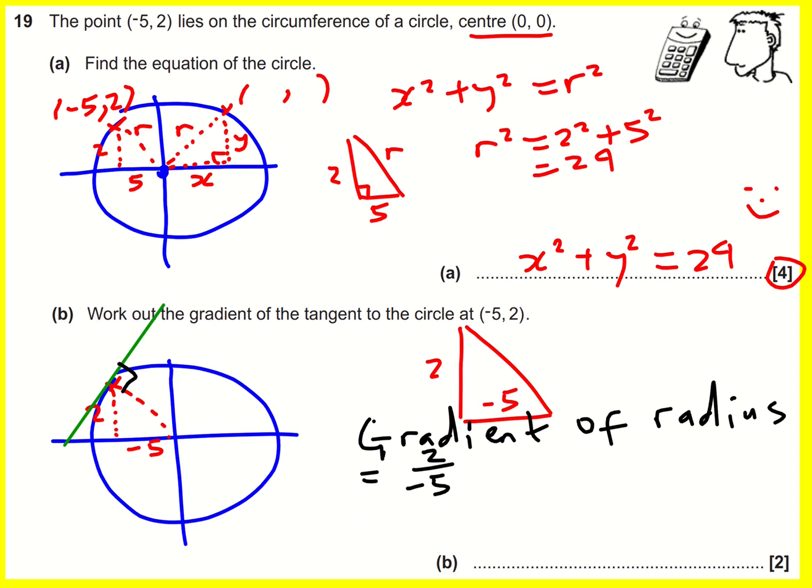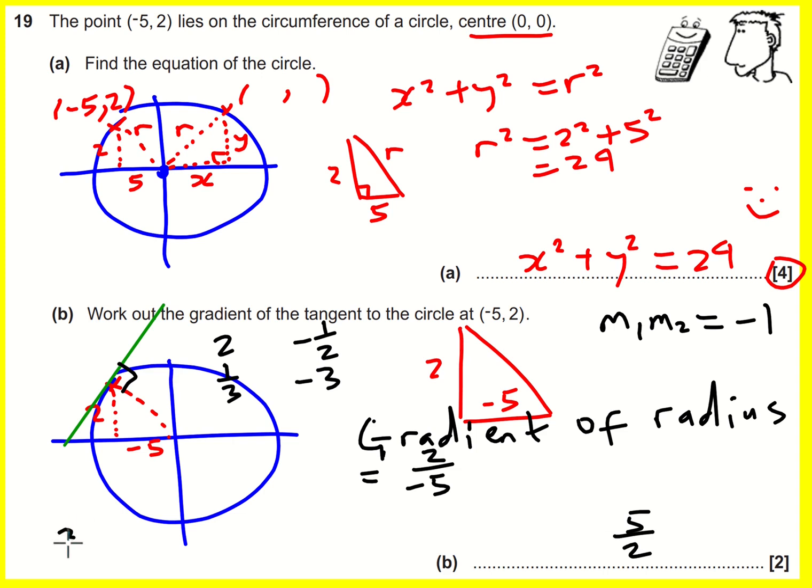And that means the gradient of the tangent, just need to remember this little fact. If you have two lines that are perpendicular, when you multiply the gradients, you get minus 1. So if I have a line with gradient 2, the perpendicular line has gradient minus a half. If I have a line with gradient a third, it would be minus 3. I take the negative reciprocal. So in this case, I take the negative reciprocal, and it's going to be 5 over 2.